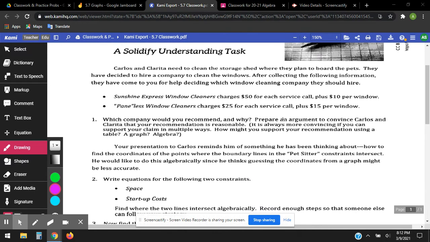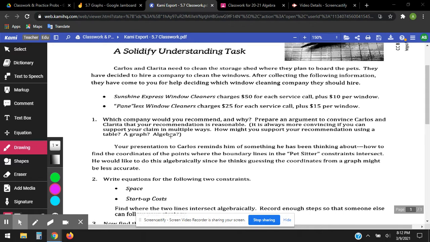Sunshine Window Cleaners charges $50 for each service call plus $10 per window. Painless Window Cleaners charges $25 for each service call and $15 per window. Which company would you recommend and why? Prepare an argument to convince Carlos and Clarita that your recommendation is reasonable. It's very convincing if you can support your claim in multiple ways. How might you support your recommendation using a table, a graph, and algebra?